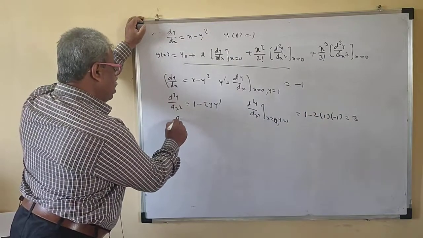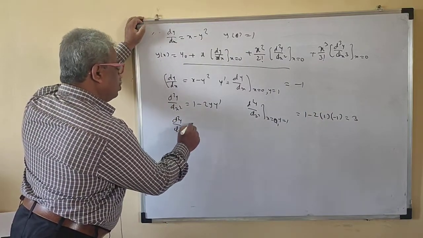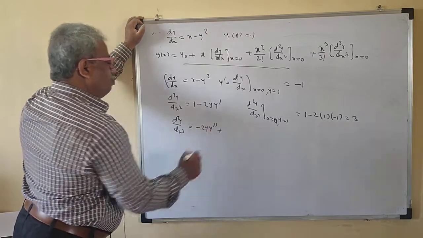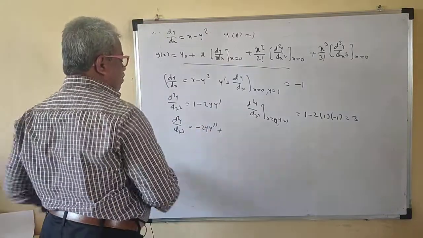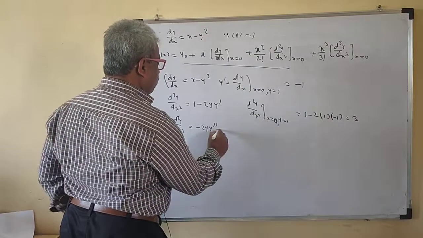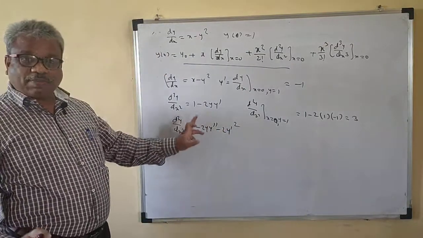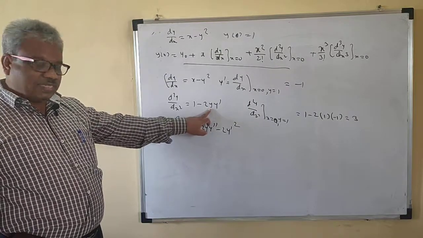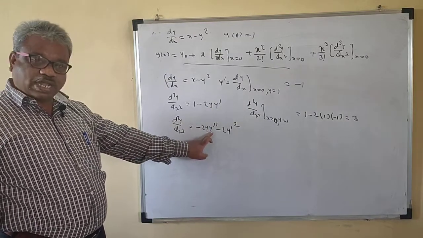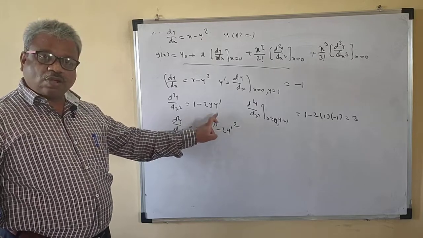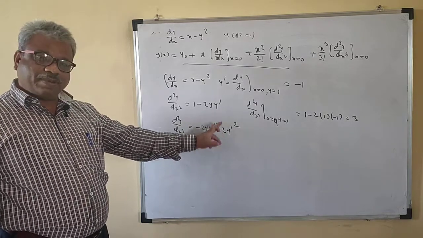So d3y by dx cube is what? Minus twice y double prime, then minus twice y prime square. Because we have to apply the product rule here: twice y as it is, derivative of y prime, that is y double prime. Then minus 2 y prime as it is, derivative of y prime, y prime into y prime square.